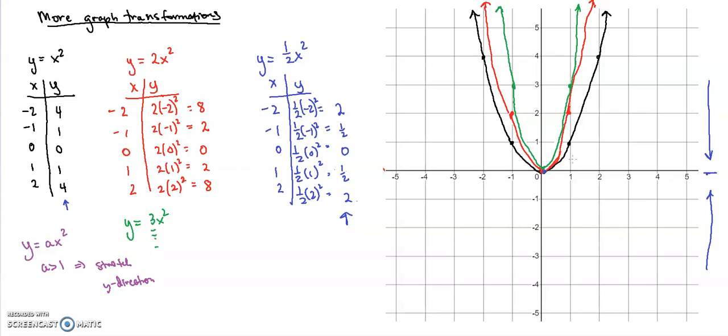So we're going to have 0, 0, half, half, 2, 2, and it's going to look something like this. Okay, so this is 1/2 x squared. This was our regular x squared. This was our 2x squared. And this was our 3x squared.